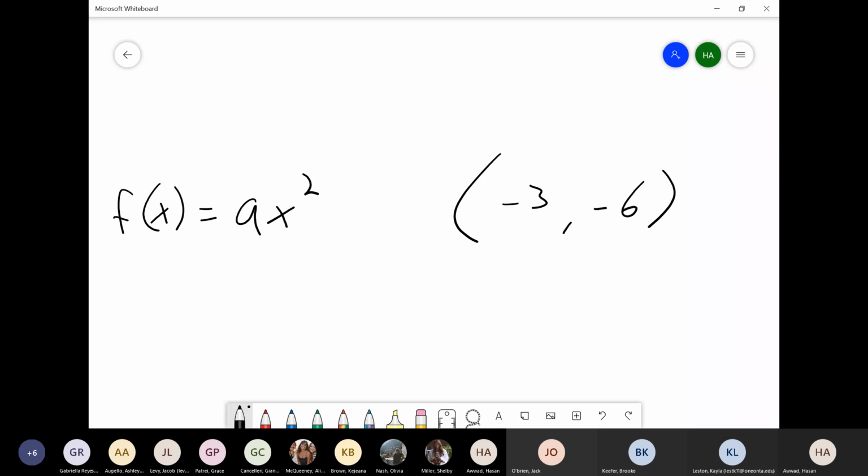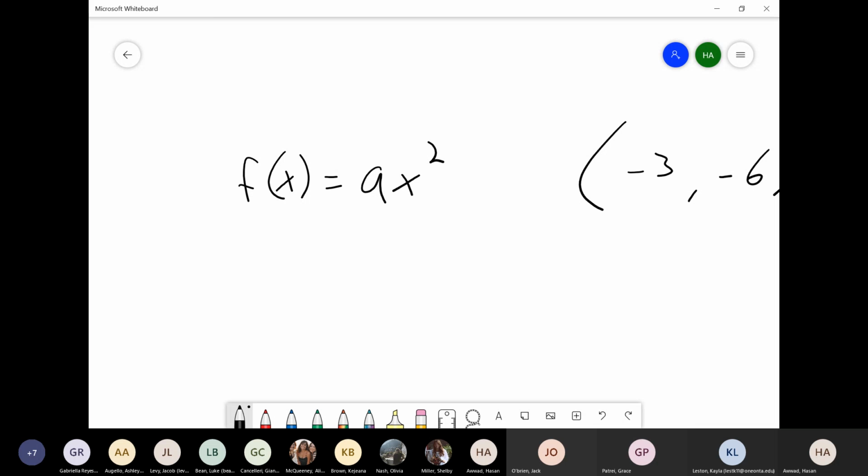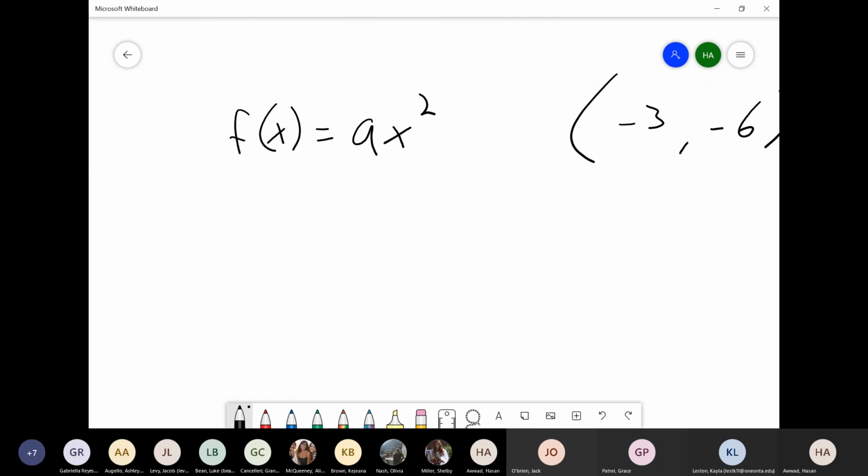So what we have to do is figure out what this a is. We have an x and a y that we know are solutions to our function. If we plug those into our equation, the only variable we'll have to solve for is a. If it's not immediately understandable, start by going back to equation form instead of function form. So start with y is equal to ax squared.